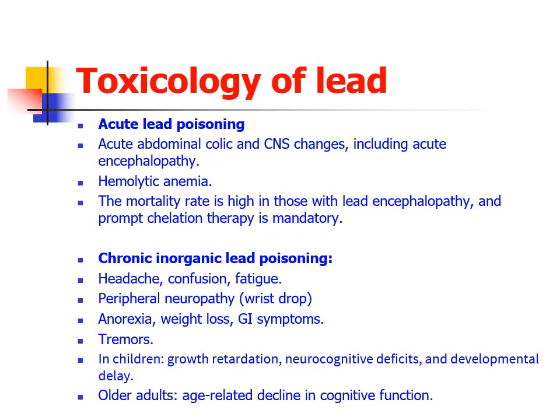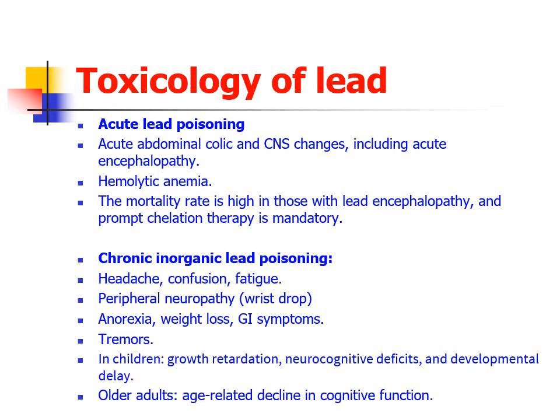Acute lead poisoning: acute abdominal colic. So the patient will present with acute abdominal colic and CNS changes. This includes acute encephalopathy. Sometimes hemolytic anemia. Mortality rate is high in those with lead encephalopathy, and because of it, chelation therapy is mandatory. We'll discuss chelation after a couple of slides.